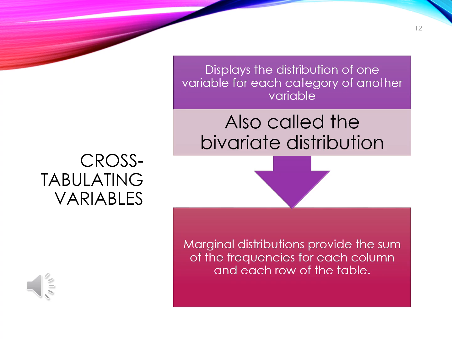When we look at cross-tabulating variables, this displays the distribution of one variable for each category of another. This can also be known as the bivariate distribution. And then we look at marginal distributions. This is a summary of distributions in the margins of a cross-tabulation that correspond to the frequency distribution of the row variable and the column variable.